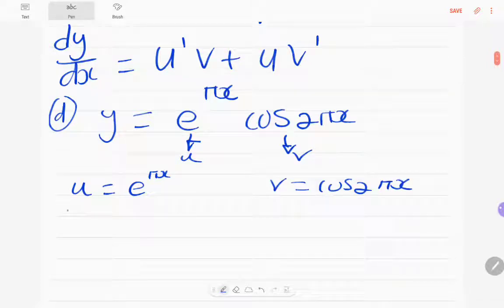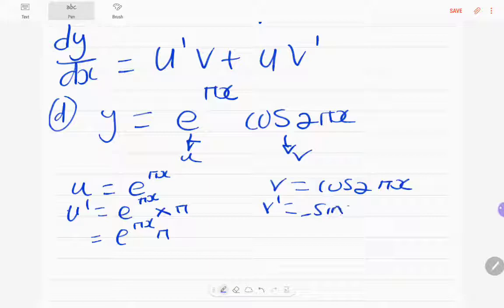Now, let us find the derivative of u. How do you differentiate an e function? You copy everything that you have, you multiply by the derivative. What is the derivative of pi x? It is pi. Your answer will be e to the power pi x times pi. Now, what is the derivative of v? It's minus sine 2 pi x. You now multiply by the derivative of the function. What is the derivative of 2 pi x? It is 2 pi. Our answer is minus 2 pi sine 2 pi x.